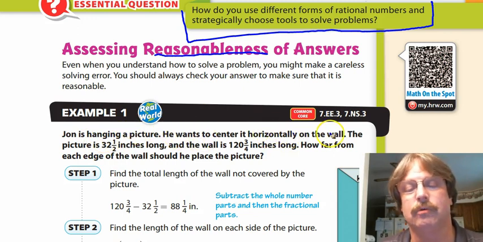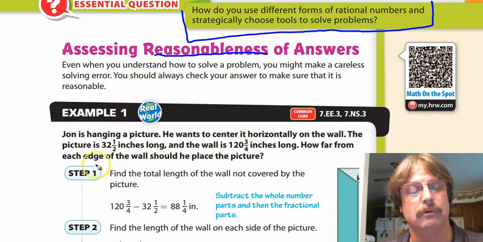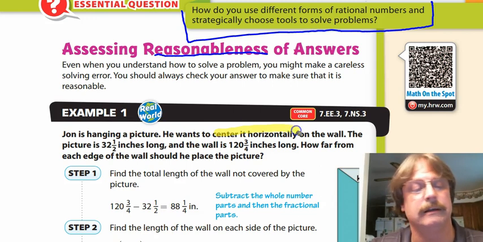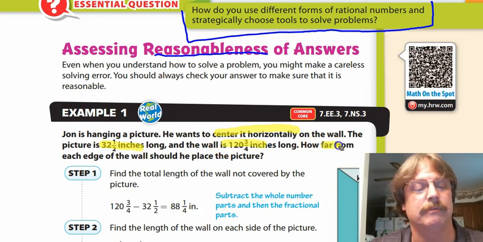So in example 1, John is hanging a picture. He wants to center it horizontally on the wall. The picture is 32.5 inches long, and the wall is 120 and 3/4 inches long. How far from each edge of the wall should he place it? So we go through a series of steps on how we do that. Highlight our information. Center, okay. Picture's 32.5 inches. The wall is 120. And then how far from the edge.